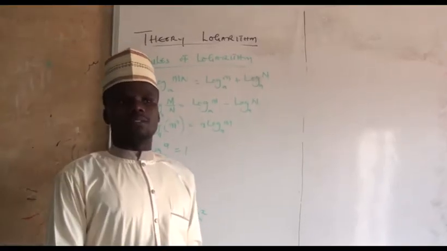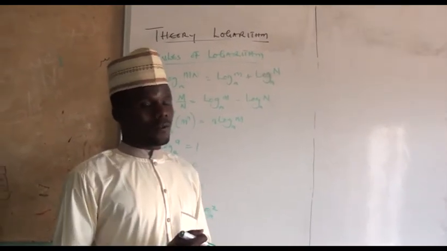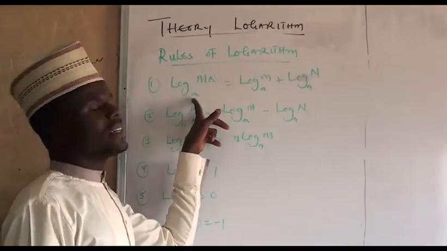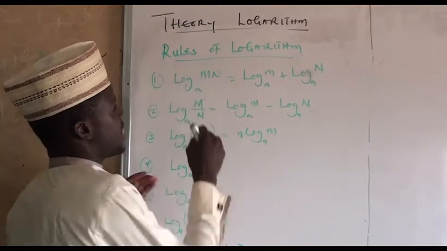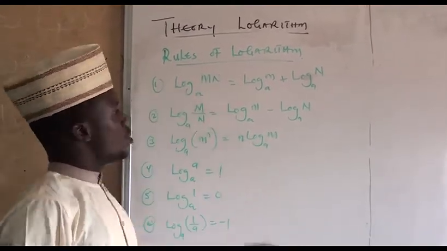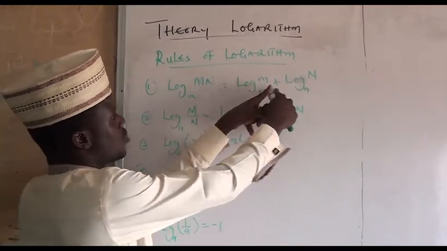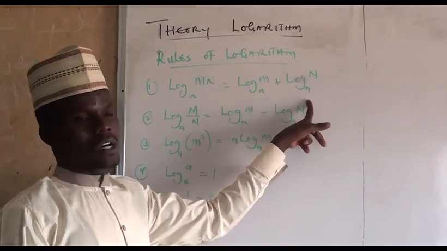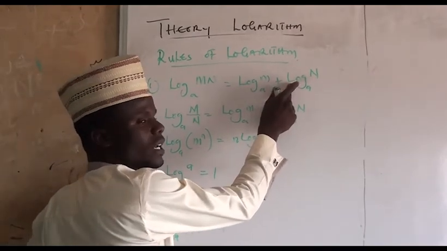Now we have to look at the rules under logarithm. That is, we can call it the laws of logarithm. Now here we have log mn base a. That is m and n, a multiplication between them, and they have base a. So this equals log of m with base a plus log of n with base a. This is the first law of logarithm. That is, when here it is a multiplication, you have to separate and give them an addition.